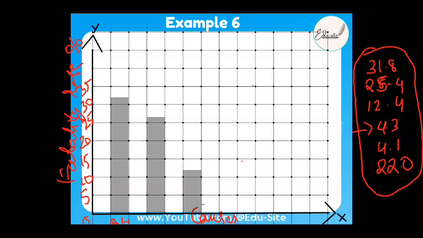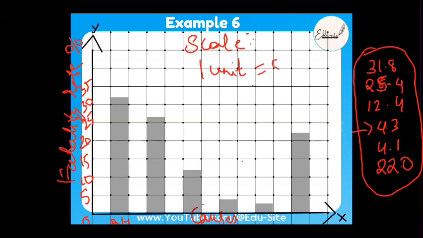Then cardiovascular conditions. Is it 4.3? Yes. Then respiratory conditions. Is it 4.1? Yes. Then what about the last, other causes? That is 22. Do not forget to write the scale. Come on, tell me what the scale here is, beta. You do not have any scale on the x-axis, right? Only the scale exists on the y-axis. Scale: 1 unit is equal to 5.